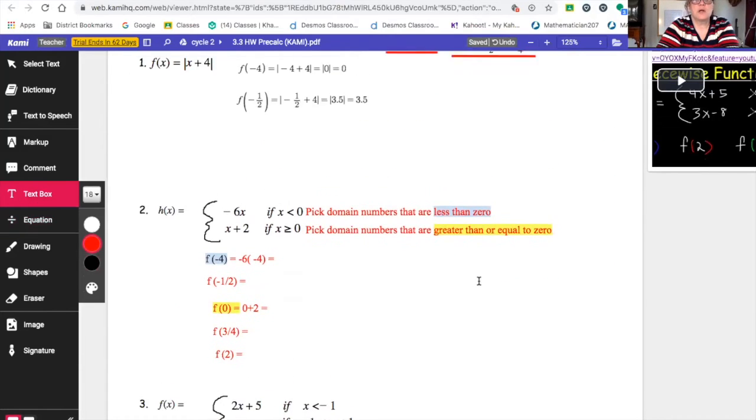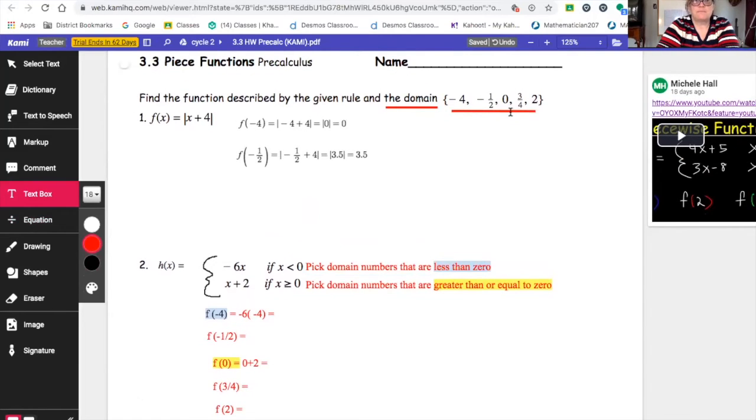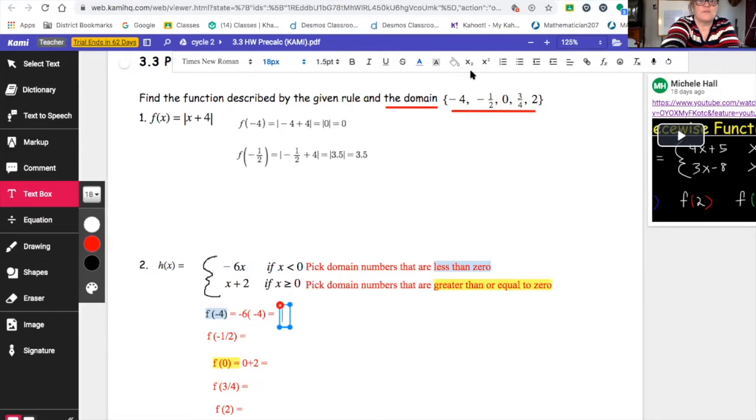For number 2, we're using this domain for number 2 as well, but we have a condition here. I'm going to use -6x if x is less than 0. So which one of these x's in the domain is less than 0? Whichever ones are less than 0, then I'm going to substitute them into -6x. So here for the first one I've already set up for you. F of -4, well, -4 is less than 0, so I'm going to substitute -4 in here. We get -6 times -4, and -6 times -4 is 24.